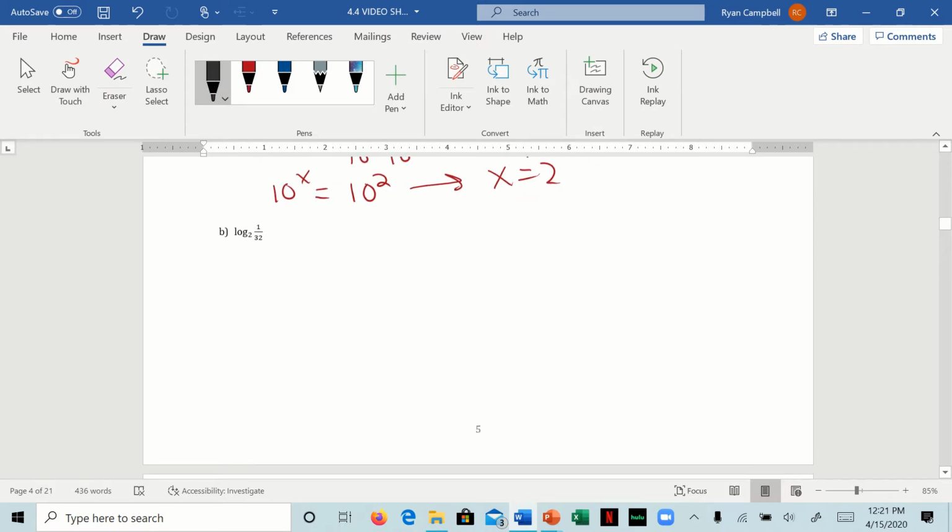All right, let's do the next one. If this equals some number, then we see 2 raised to what number is 1 over 32?